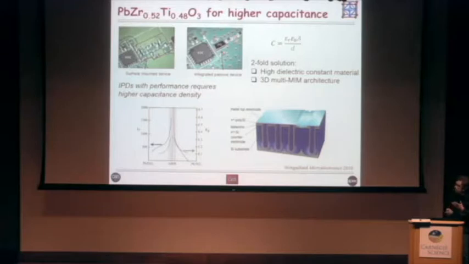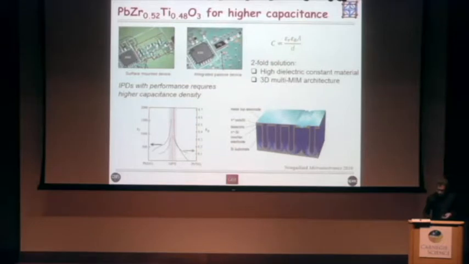And the solution for doing this is twofold. On the one hand, you can change the materials, and that's what we do here. You can use a high dielectric material, such as PZT, and then there's an architecture-based solution, 3D multi-beam metal, insulator, metal, which is indicated here. So we're combining the high dielectric constant expected from PZT with favorable architecture.